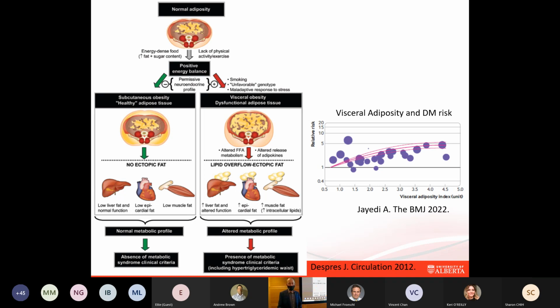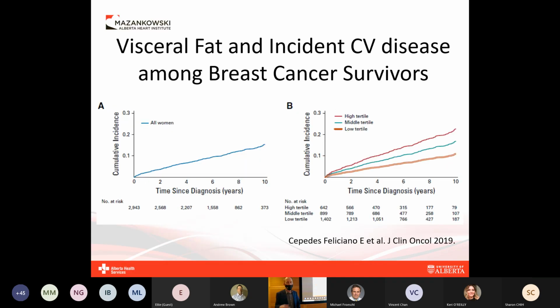So again, this might explain why some cancer survivors are more prone to develop cardiovascular disease down the road. And in fact, there is CT data showing that if you have higher visceral fat at baseline before you get any cancer treatment, those in the highest tercile of visceral fat have the highest risk of developing cardiovascular disease down the road. Okay, so it is a risk marker for patients with breast cancer for developing latent cardiovascular disease.